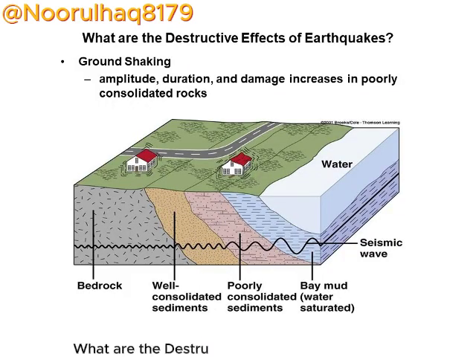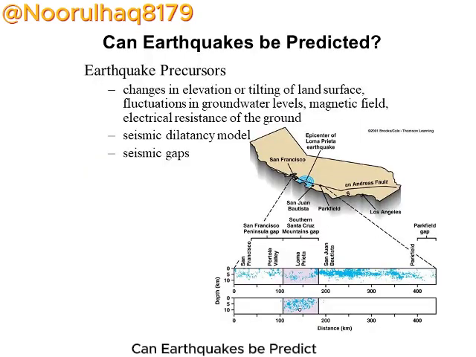What are the destructive effects of earthquakes? Ground shaking: amplitude, duration, and damage increase in poorly consolidated rocks. Can earthquakes be predicted? Earthquake precursors: changes in elevation or tilting of the land surface, fluctuations in groundwater levels, magnetic field, electrical resistance of the ground, seismic dilatancy model.